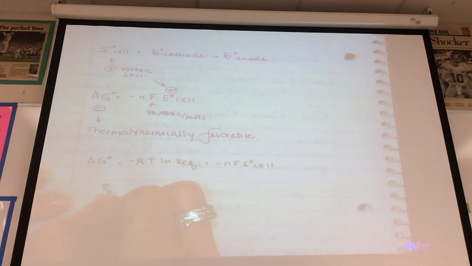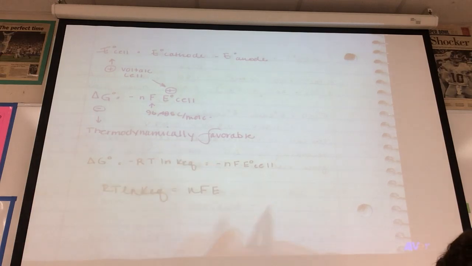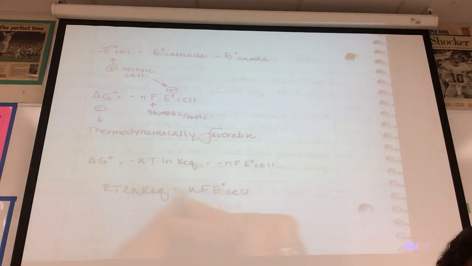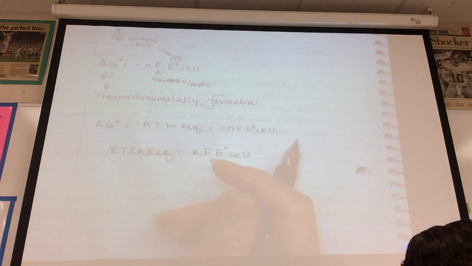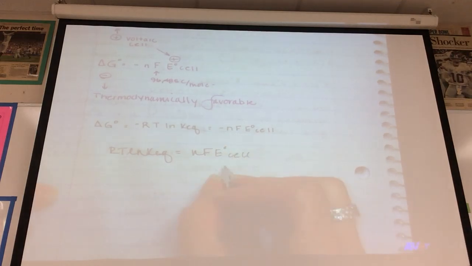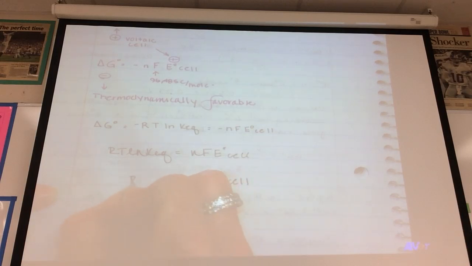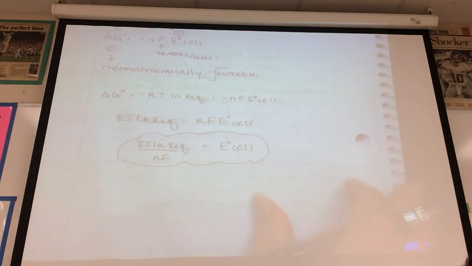So we have RT ln of KEQ is equal to, not negative because the negatives cancel, is equal to nFE. So I'm going to cancel those negatives. And we can set those 2 equal to one another. And then we can calculate E cell if we want. We've got RT ln of KEQ over nF. So that's a new derived formula not given in that regard.